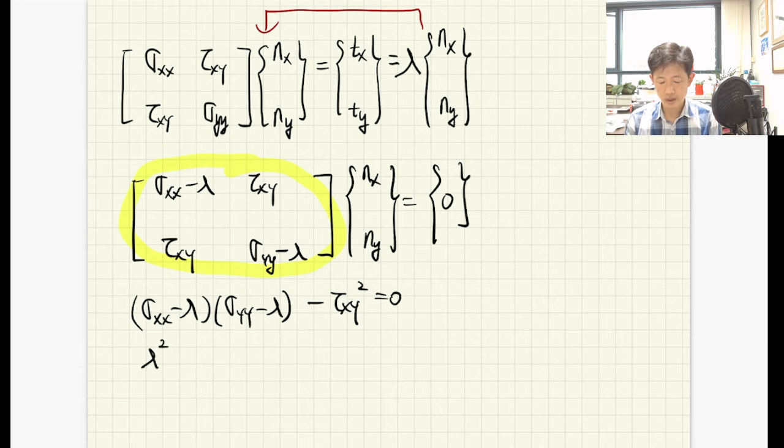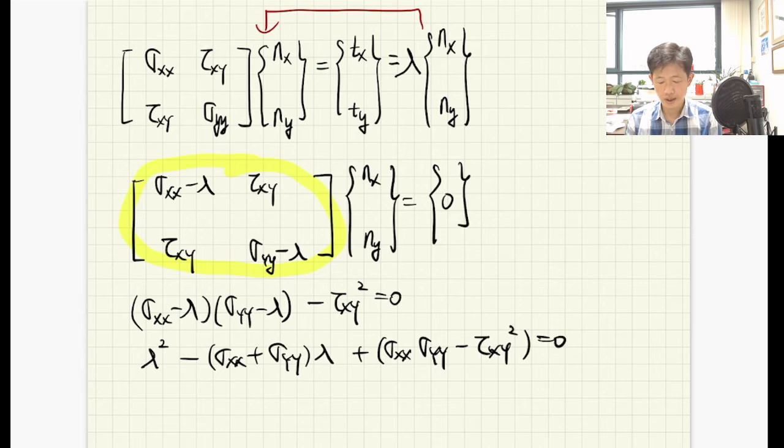If you expand this quadratic equation, lambda squared minus sigma xx plus sigma yy times lambda, plus sigma xx sigma yy minus tau xy squared is equal to 0. Then you solve this quadratic equation, and you can calculate lambda. Once you obtain lambda, you plug lambda in here, okay? Then you can make a relation between nx and ny. Then you can determine the principal directions, okay?